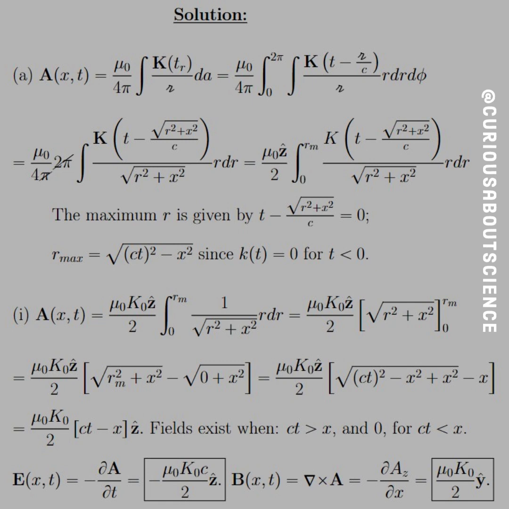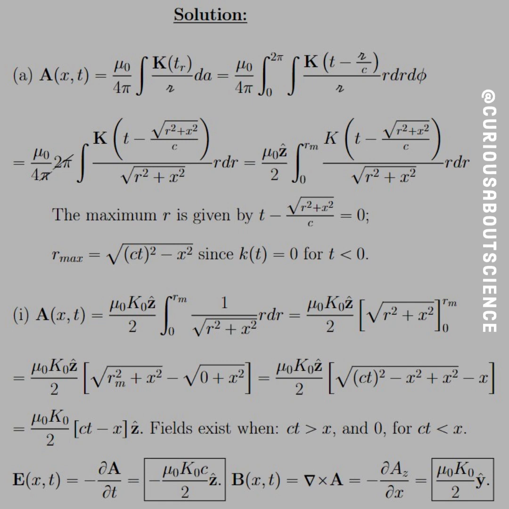Again, the news can only travel at the speed of light. So if we look at somewhere further away, we just haven't observed that information yet. So with that, we have that condition, ct greater than x, and 0 for ct less than x. So the field is a negative time derivative, easy enough. We just get a factor of c there and the negative sign.